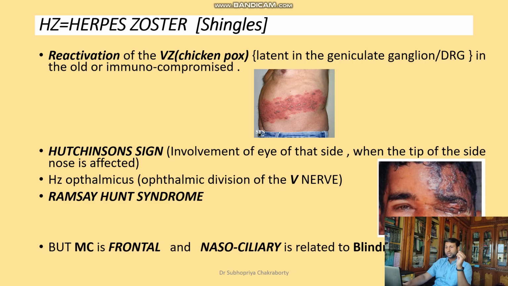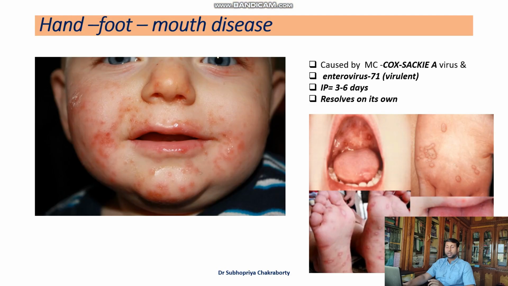We can get herpes. This is the Hutchinson sign, involvement of the eye on that side, and the tip of the nose is affected. Later, it can also affect the facial nerve. It's known as Ramsay Hunt syndrome. Most commonly, the frontal nerve is involved, and if the nasociliary nerve is involved, it may lead to blindness.